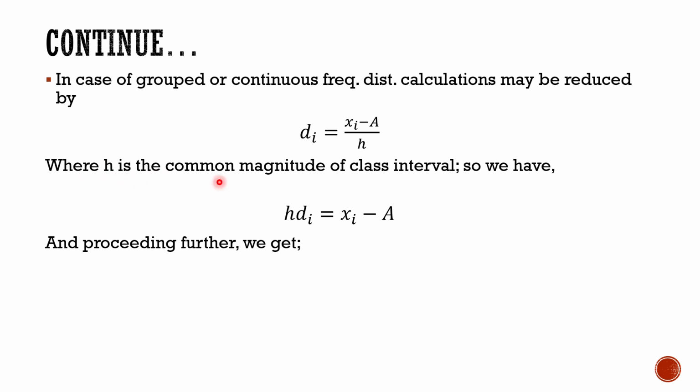Now if you multiply this h to the left hand side, then h into di would be equal to xi minus a, and proceeding further we'll get x bar equal to a plus small h by capital N and summation of fi di. This formula is very similar to the earlier one, and the only change here is this h. If you have a class interval, you will have to multiply your 1 by n summation of fi di by your class width or the common magnitude.